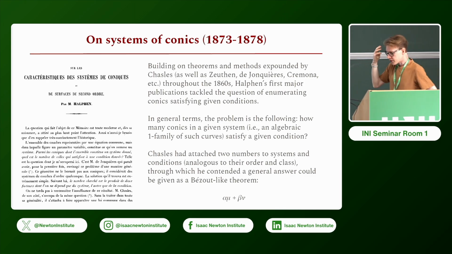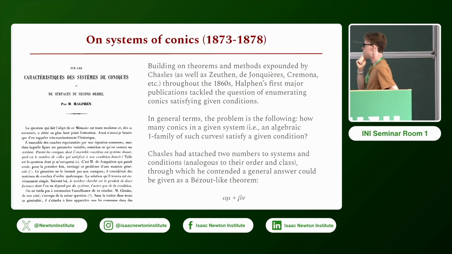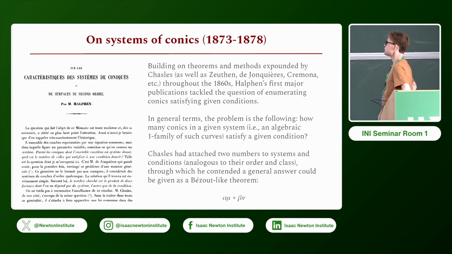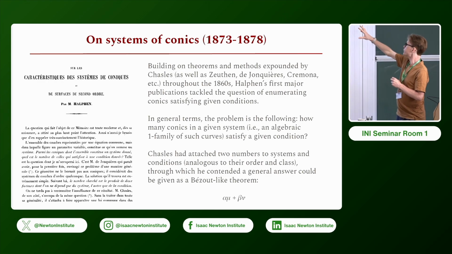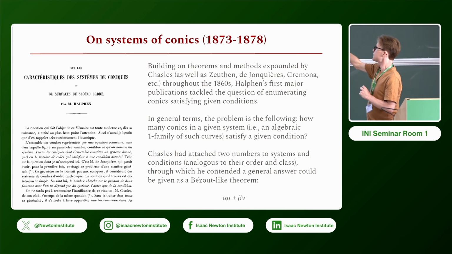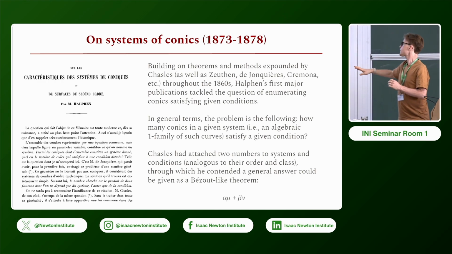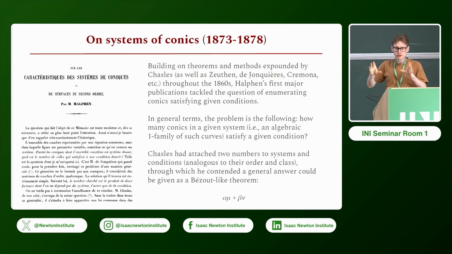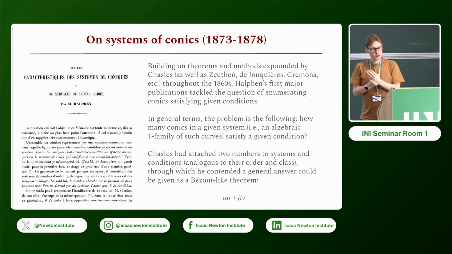And so there was a theorem, or rather a conjecture, laid out by Michel Charles some 10 years earlier in the 60s, that said that there is a way, and I will not get into it, to attach two numbers to systems of conics and similarly to attach two numbers to conditions, such that those objects are fully accounted for by these two numbers. You may look at them as the equivalent of the order and the class of a plane algebraic curve.